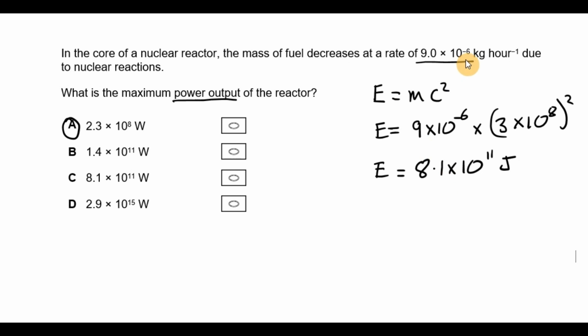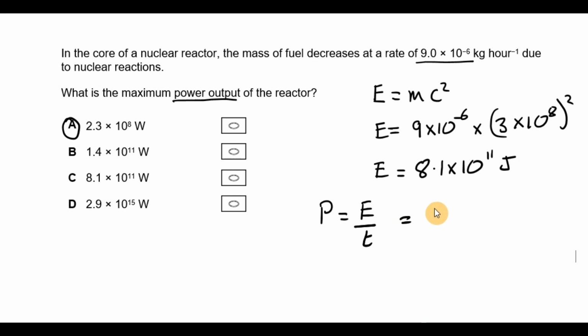A very little bit of mass can produce a lot of energy. But of course, that's the energy produced in 1 hour. The power of any system is given by the amount of energy per unit of time. And of course, we're always going to use standard units, and standard units of time are seconds.